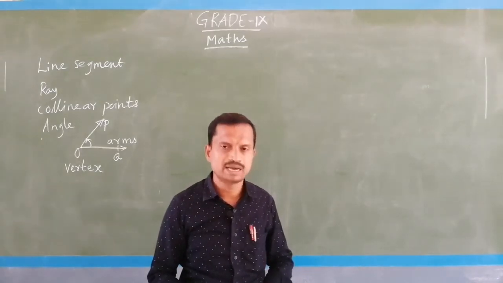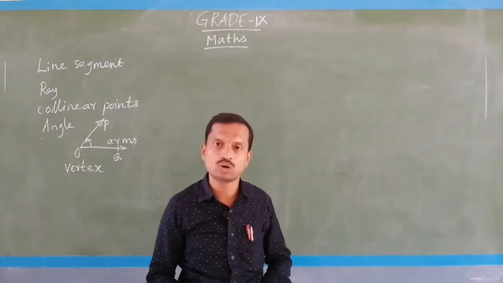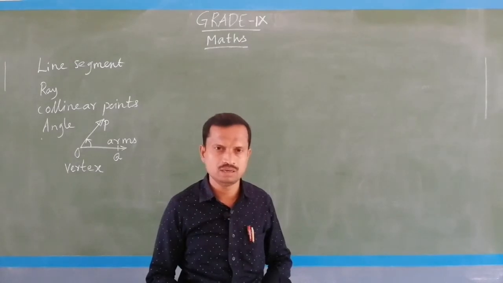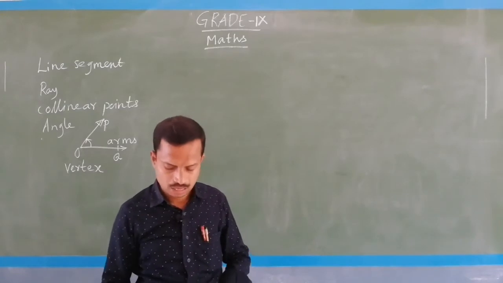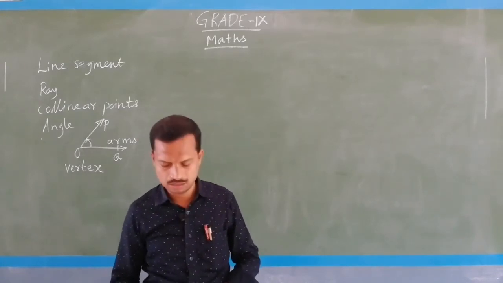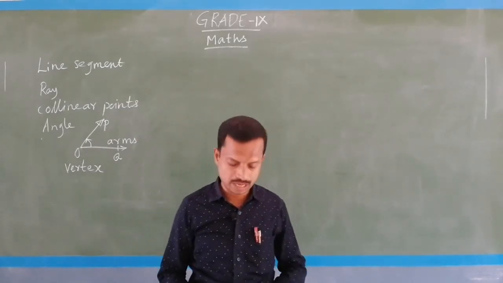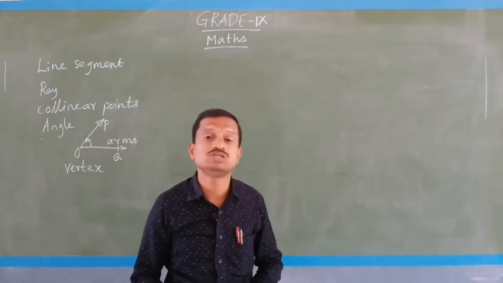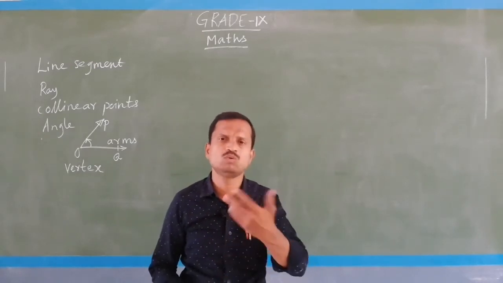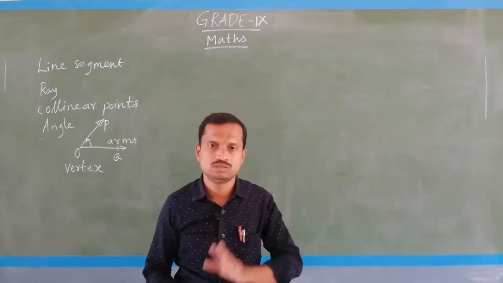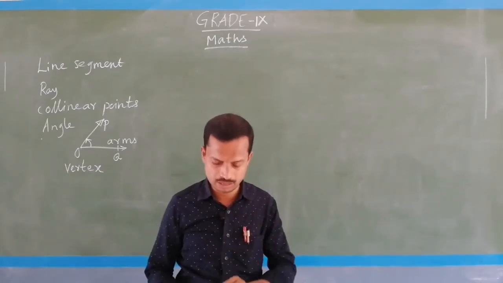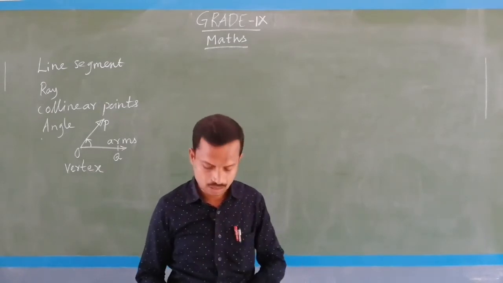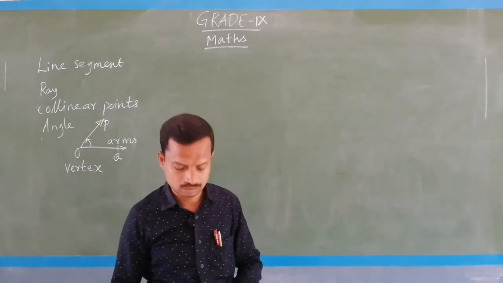And then straight angle means a straight angle is equal to 180 degrees. That is all. And then reflex angle, an angle which is greater than 180 but less than 360 degrees. I told you more than 180 means that is a reflex angle. So here it is given: greater than 180 degrees but less than 360 degrees. So you can take that as a reflex angle.